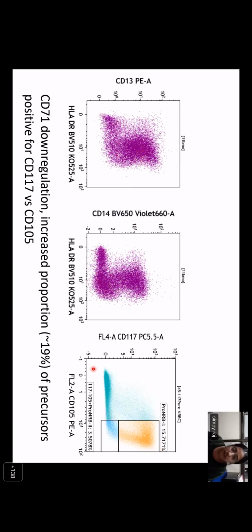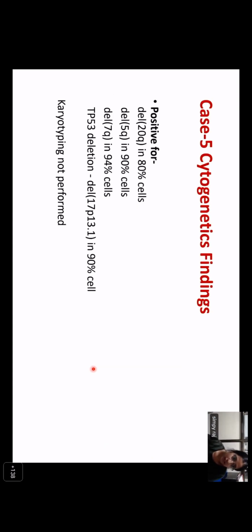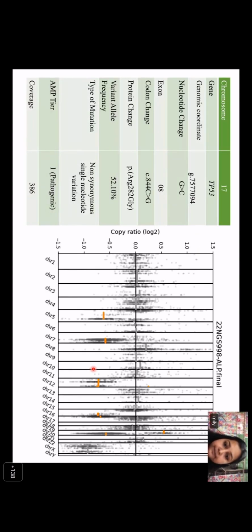So 117 positive and 105 positive fraction is coming to approximately 18% of the population. What does it show? The cytogenetics is positive for deletion 20q, deletion 5q, deletion 7q, and TP53 mutation in 90% of cells. And NGS, what are we seeing? Okay, TP53 mutated cell with variant allele frequency 52.10%, type of mutation non-synonymous single nucleotide variation, and which is pathogenic.